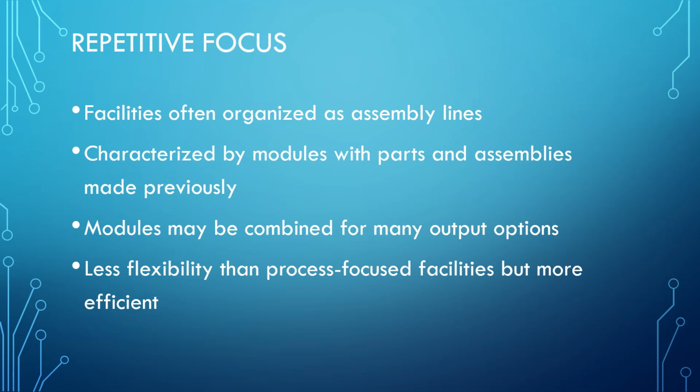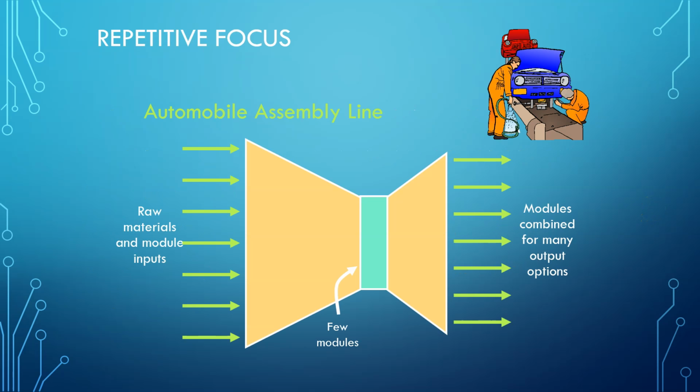For the repetitive focus strategy, facilities are often organized as assembly lines, characterized by modules with parts and assemblies made previously. The modules may be combined for many output options, with less flexibility than process-focused facilities, but more efficient. This figure shows repetitive focus, which is repeating processes using modules, where you have different module inputs that are assembled into a few modules, and those modules are combined for many output options.